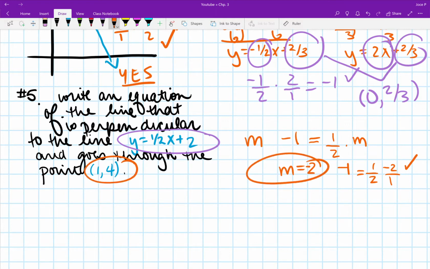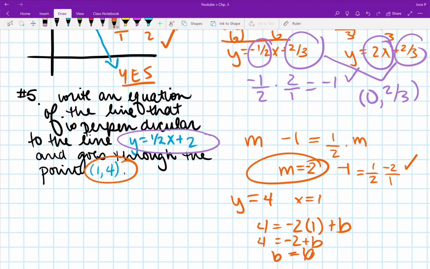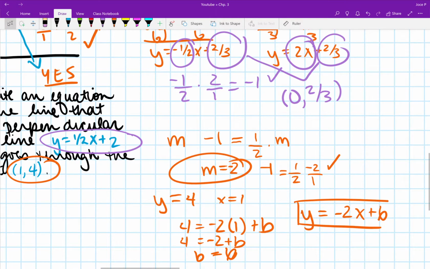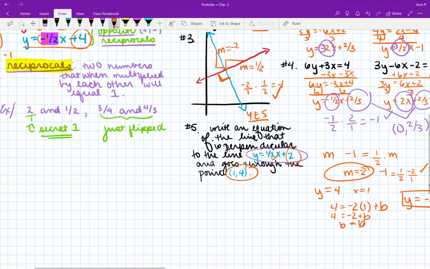Now we have our point which we're going to plug in. So y is equal to 4 and x is equal to 1. So 4 is equal to negative 2 times 1 plus b. 4 equals negative 2 plus b. b is equal to 6. So what is our equation? Y equals negative 2x plus 6. Ta-da! Here is our new equation. We have our negative reciprocal slopes, and the b's make no difference. There we go. Hope this makes sense.